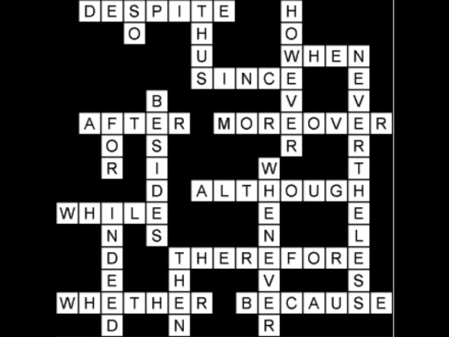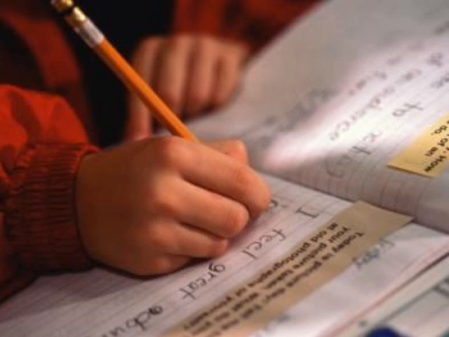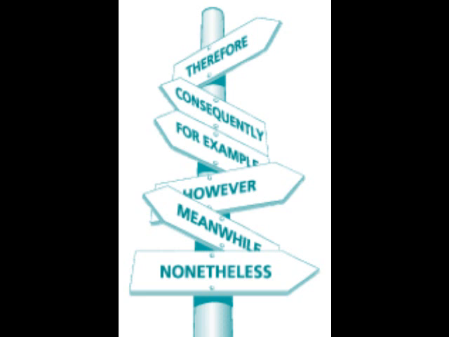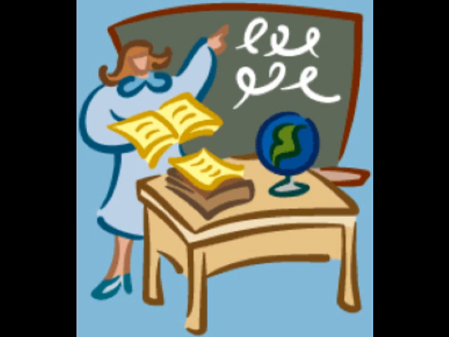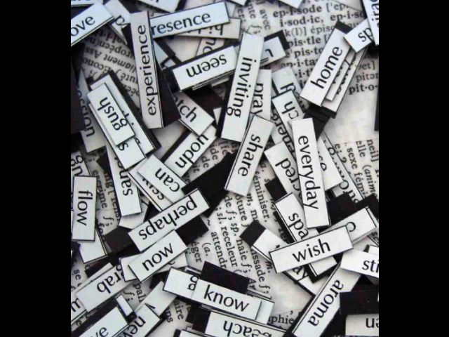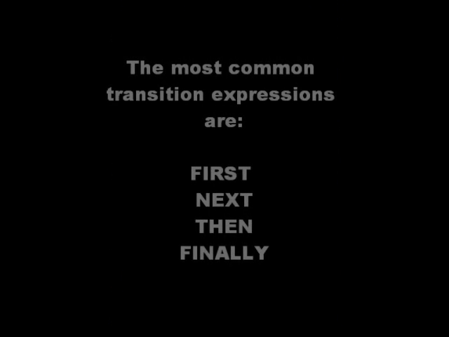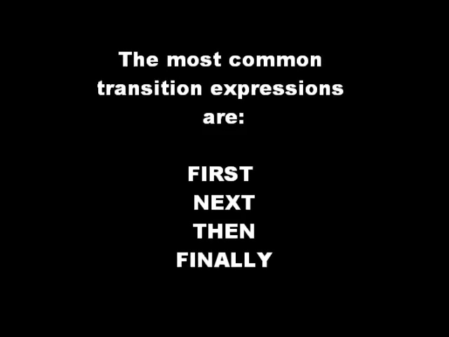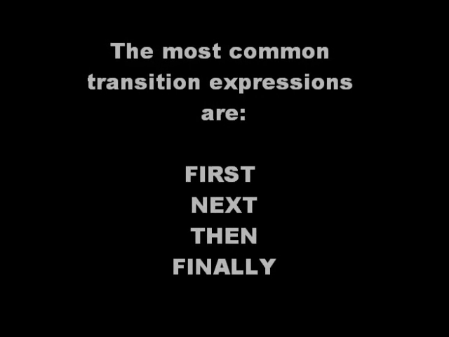Transition expressions. In process writing, transition words and expressions are needed specifically to make the steps in the process clear. These transition expressions help the ideas or steps in the process flow from one to the next so that the reader can follow them logically and easily. Without the appropriate transition expressions, the paragraph is just a list of steps. The most common transition expressions are first, next, then, and finally.